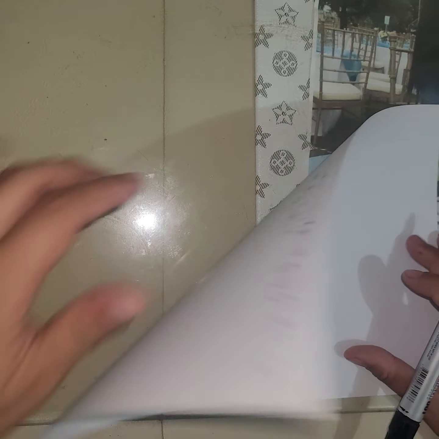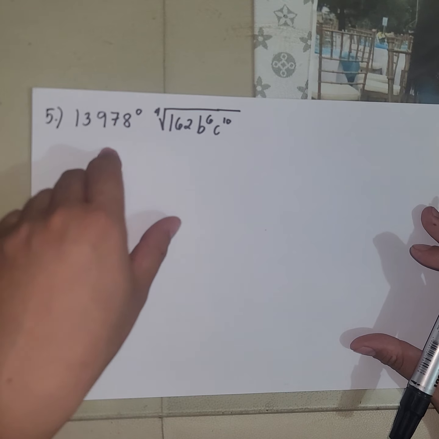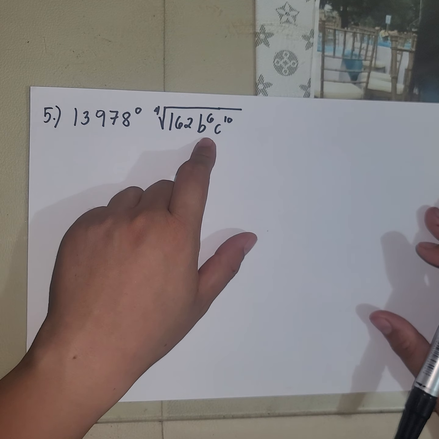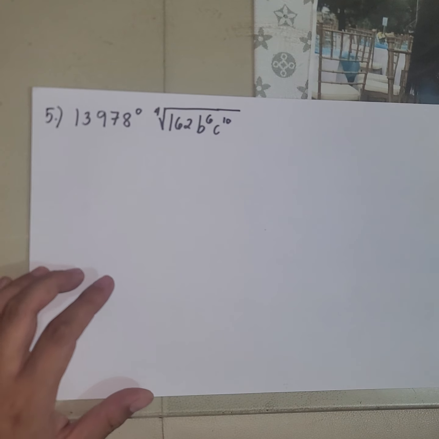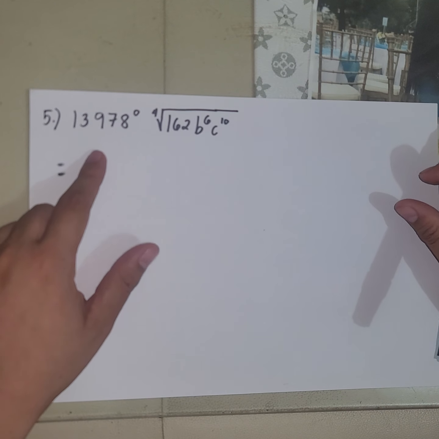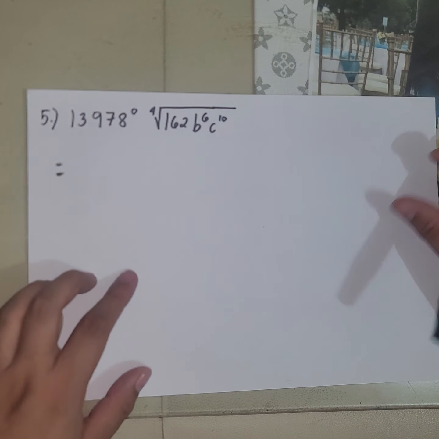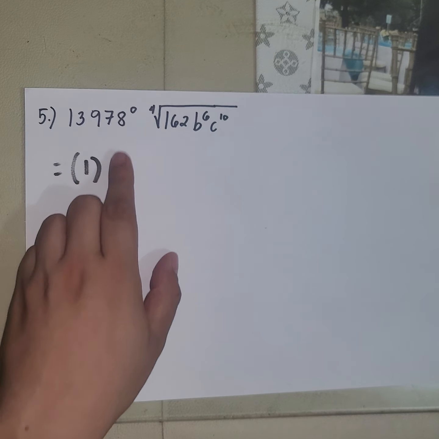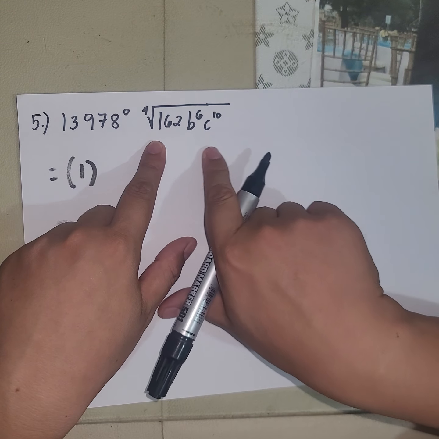Okay, next, we have number 5. So, we have 13,978 raised to 0, fourth root of 162, B raised to 6, and C raised to 10. Now, wag kayong papasindak agad sa number. 13,978 raised to 0, that is automatically equivalent to 1. Any number raised to 0, that is equivalent to 1. Next, how about dito? Ito na lang problemahin mo yan.